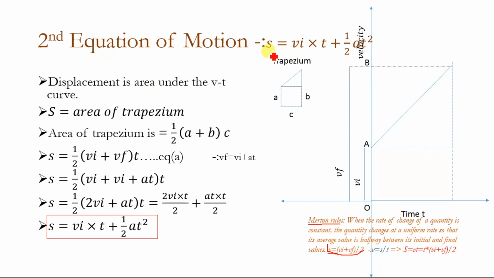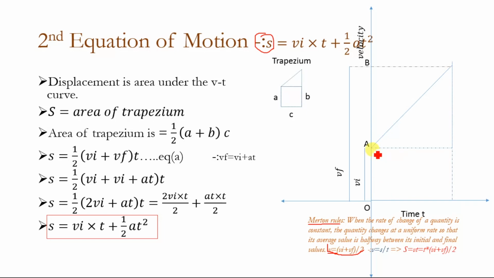The second equation of motion is S is equal to Vit plus 1 over 2At square, where S is the displacement, Vi is the initial velocity, T is the time, A is the acceleration and T is again the time. We will determine the value for S is equal to Vit plus 1 over 2At square using this graphical method.